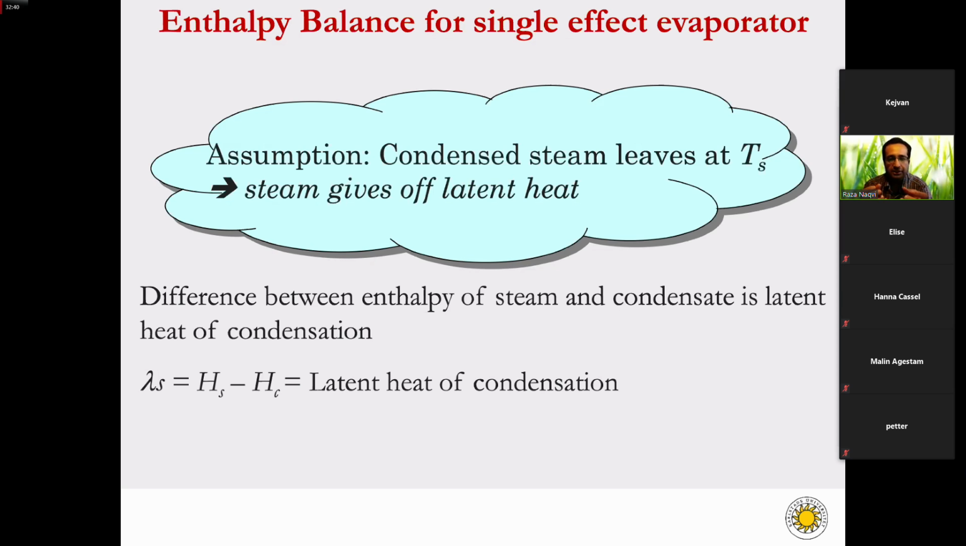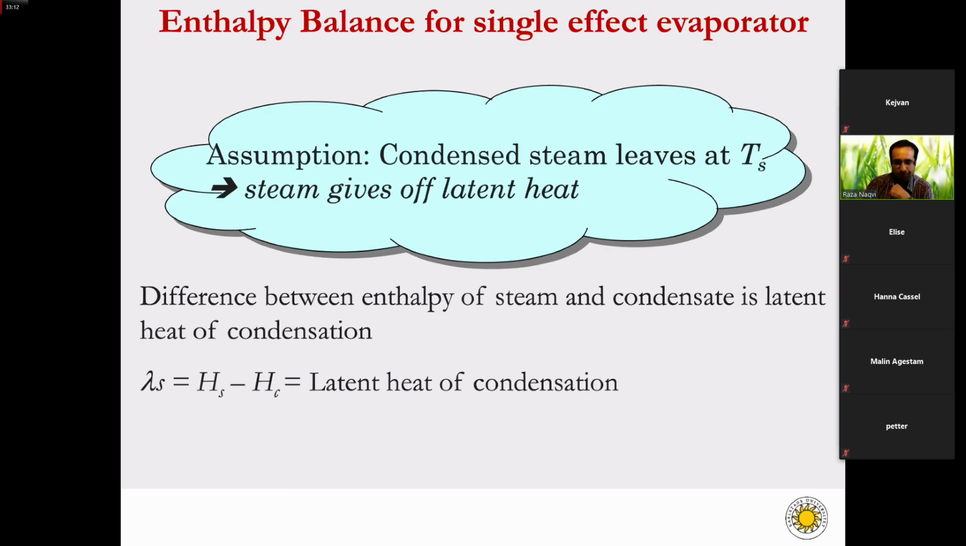So this is the amount of energy that is transferred in terms of condensation, or the amount of energy that is transferred in terms of vaporization, right? So the difference in the enthalpy of the steam and the enthalpy of the condensate is the latent heat of condensation, and we normally denote it as lambda s, right? So this is the total amount of energy that has been transferred from the steam to the boiling liquid.